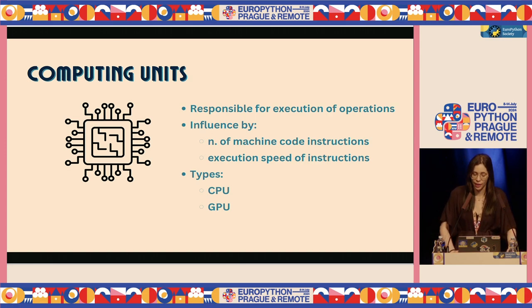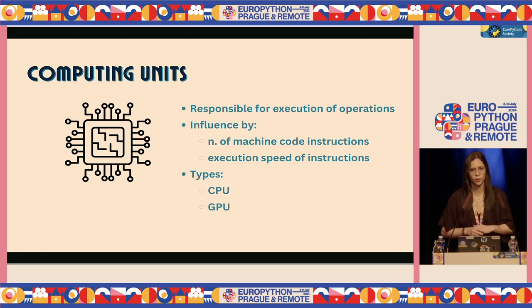Some of the types of computing units would be the CPU. The CPU is known as the brain of the PC. It is very good for serial processing. It has low latency and can do a handful of operations at the same time. And it has a couple of cores.